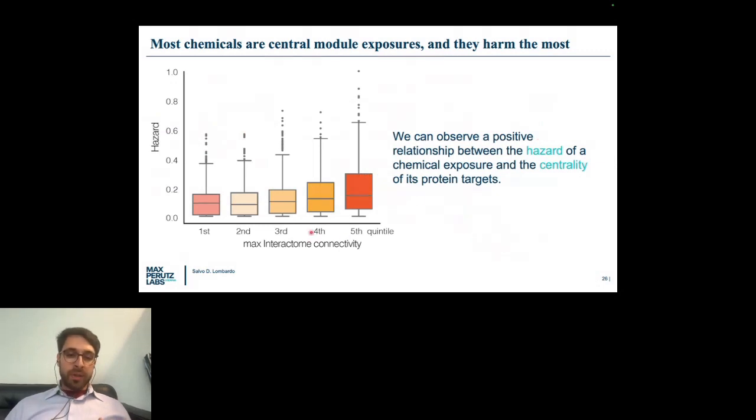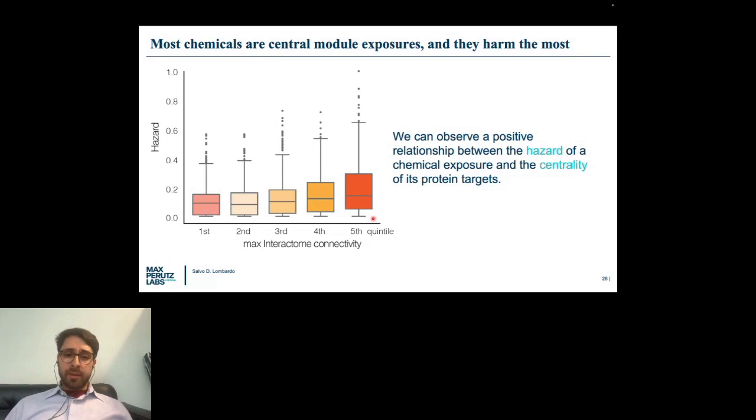What we observed was indeed this trend, a positive trend between the hazard and the degree on the interactome, on the protein-protein interaction network. So if an exposure targets at least one well-connected protein in this network, then it is likely that that exposure will also be harmful for the human cell.